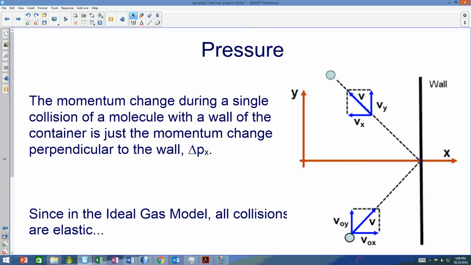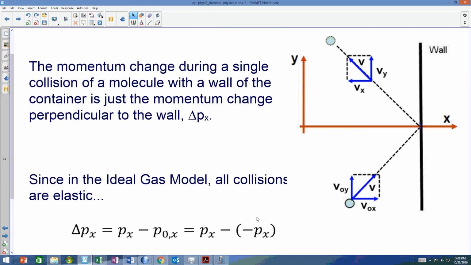The momentum change during a single collision of a molecule with a wall of the container is just the momentum change perpendicular to the wall. Notice here that the y components are going to end up being parallel to the wall, and they are not going to be part of the momentum change. What is going to be part of it, though, is your initial x velocity and your final x velocity, because they are the pieces that actually collide perpendicular with the wall.